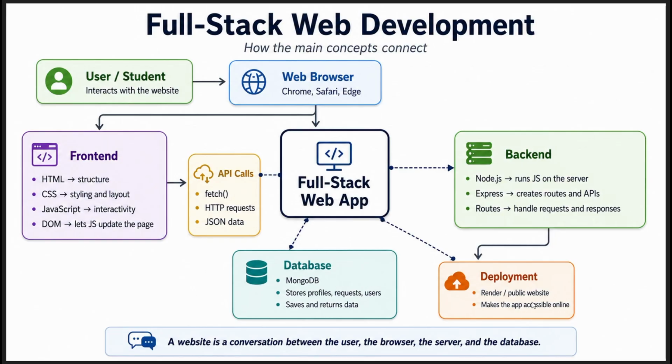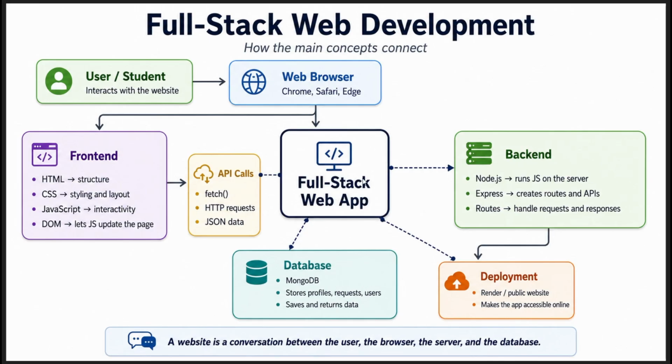When we deploy using a website like Render, other people can open the website using a real URL. So this is the final step that turns any of our projects into something others can actually use. So the main idea of this entire map is that a full stack web application is a conversation.